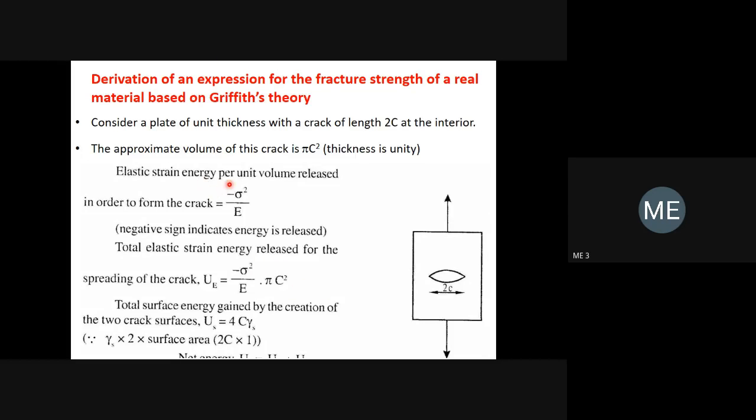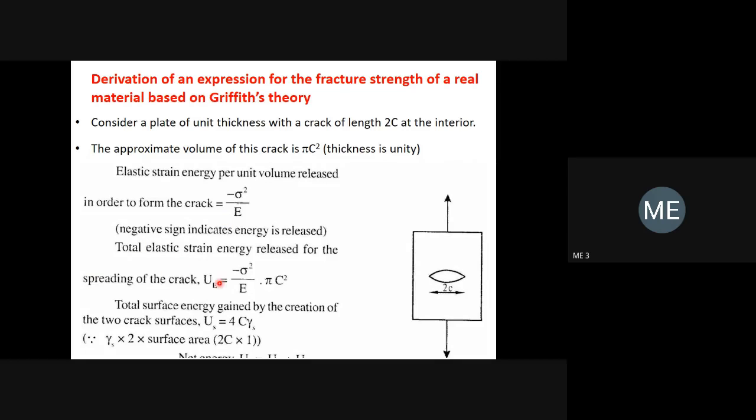One is the elastic strain energy per unit volume released in order to form the crack, which is sigma squared divided by E. Some amount of energy is required to propagate the crack or to create the crack. That energy is referred to as elastic strain energy. That elastic strain energy is given by sigma squared divided by E. It is nothing but the area below the stress strain curve within the elastic limit.